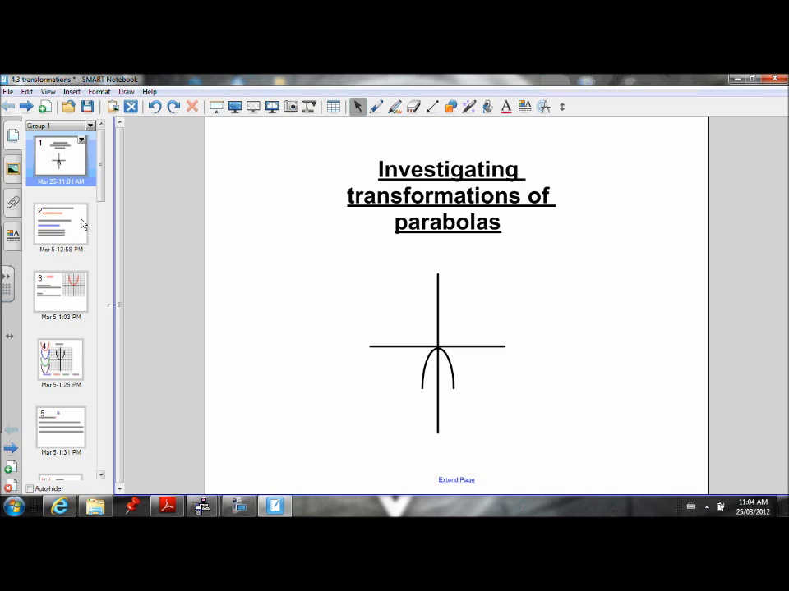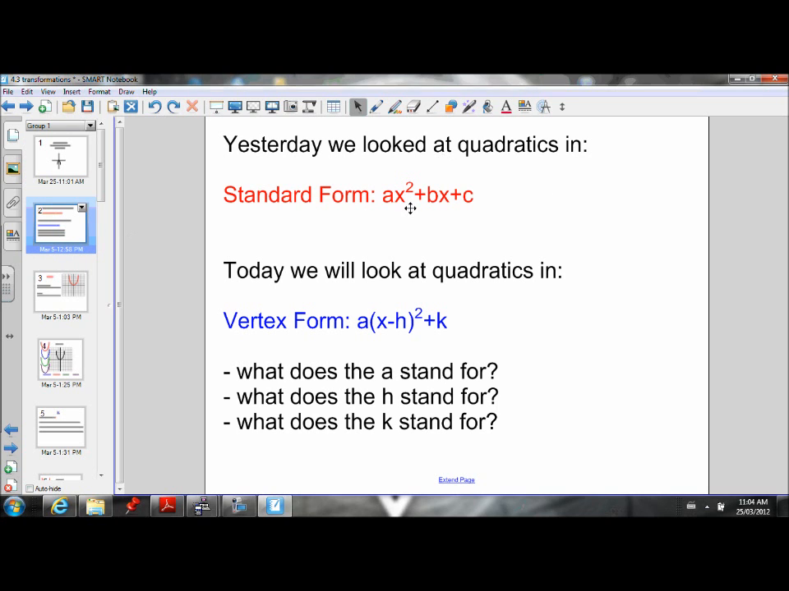out the investigation. So, up until now in the unit, when we've looked at quadratics, they have been in standard form. So standard form is this right here. y equals ax squared plus bx plus c. Up until now, all the quadratics we've seen have been in that form. In order to graph a quadratic in that form, we had to make a table of values, and then plot all the points, and then draw the parabola, and it took quite a bit of time.